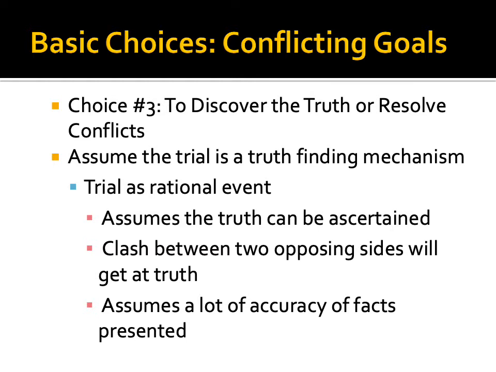The basic assumption is that the trial is a truth-finding mechanism, right? And we assume the trial is a very rational event. It assumes the truth can be ascertained, that a clash between two opposing sides will actually get at the truth, and it also assumes a lot of accuracy of the facts presented. Are all of these assumptions actually true, though? Some would argue no. As a matter of fact, they're not all that true.